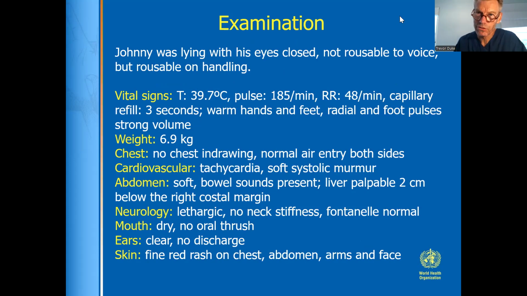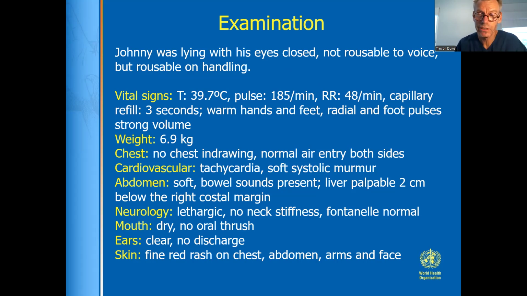So after we've done triage, emergency treatment if needed, prioritized him, taken a history, we do an examination. So he was lying, you could see, with his eyes closed. He wasn't rousable to voice, but he was rousable on handling. His vital signs we talked about before. His temperature was very high, 39.7, the pulse rate 185, respiratory rate 48, and you know what his circulation was like. Mildly impaired, but not very impaired, not in shock.